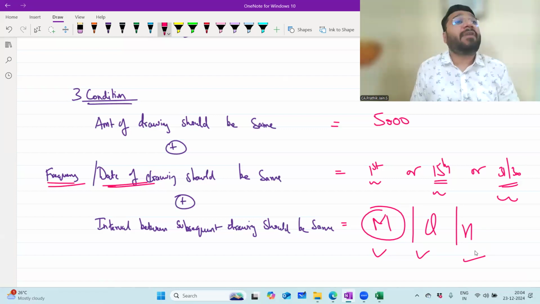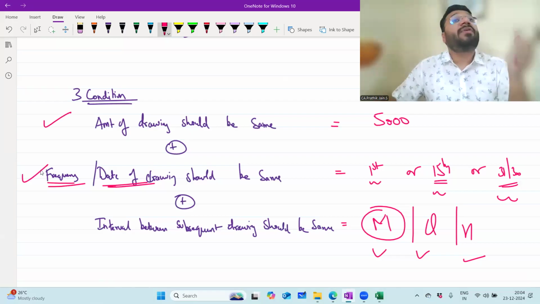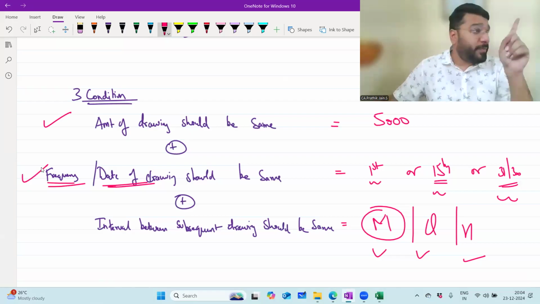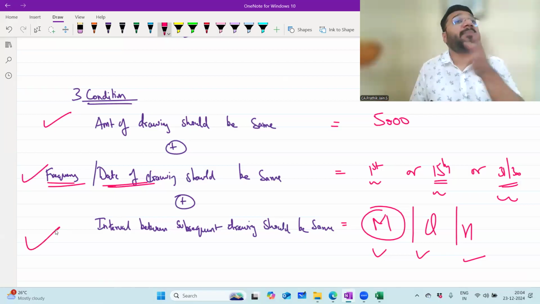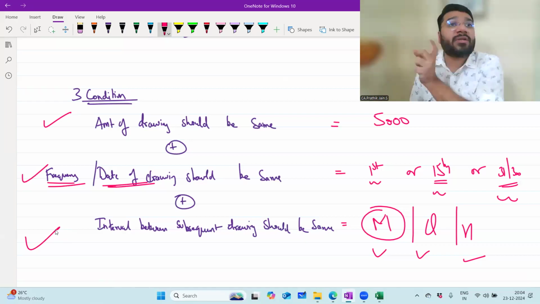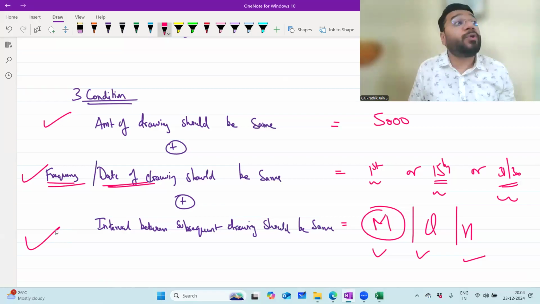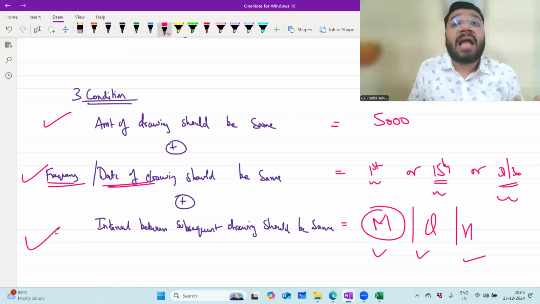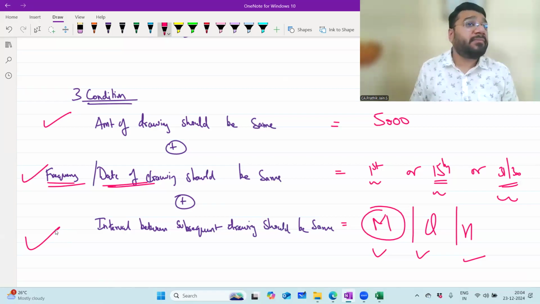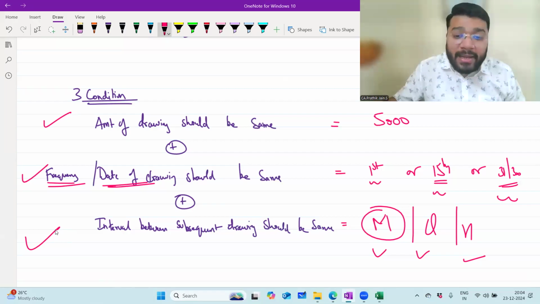So for you to apply the average period method, the amount should be same. The date on which you're withdrawing the money, first, 15th or 30th, should be same. And the time gap between the subsequent drawings should be same. The frequency, that is the gap between the 2 subsequent drawings, should be same. If all the 3 conditions are satisfied together, only then the average period method can be used. Otherwise, you cannot use it. You have to use only either simple method or product method.